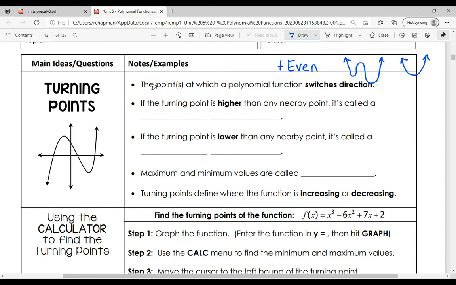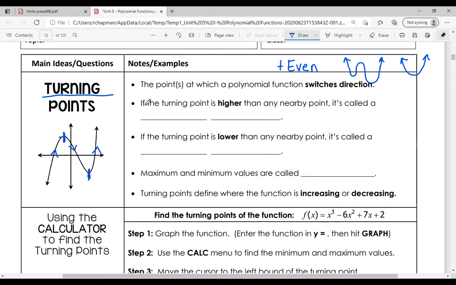Okay, so the point at which the polynomial switches directions, okay, turning points. Notice that I'm starting here and I'm going up, up, up, up, and at that point I turn. So I'm going up here, but I start going downhill. Then at this point, I'm going downhill till I hit that spot, and then I'm going uphill again. Does that make sense? So I have two turns. When you change directions, you're going up till you hit that point, then you start going down. So you have two turning points.